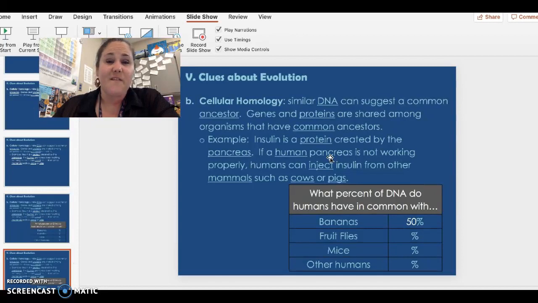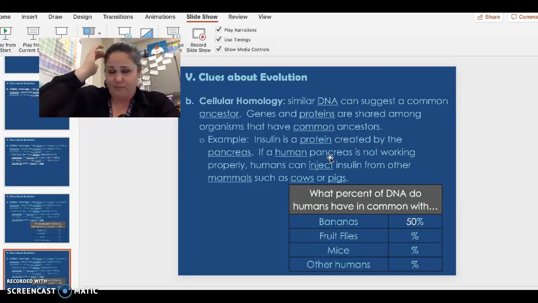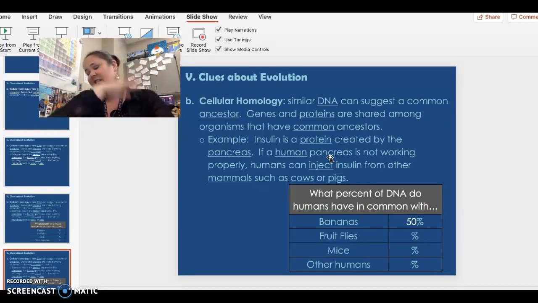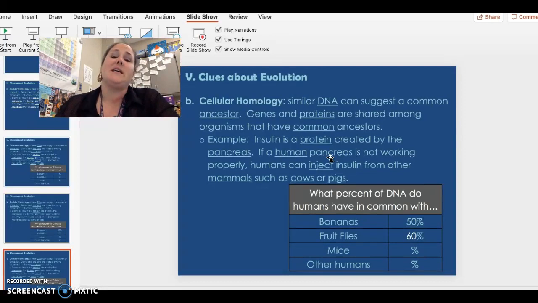50%. Humans have 50% of their genetic code in common with a banana. I'll let you think about that for a second. So you're related to a banana. 50% of you is. What about a fruit fly? Those little things that are always on fruit and strawberries and flying around your house. Guesses? 60% in common with a fruit fly.